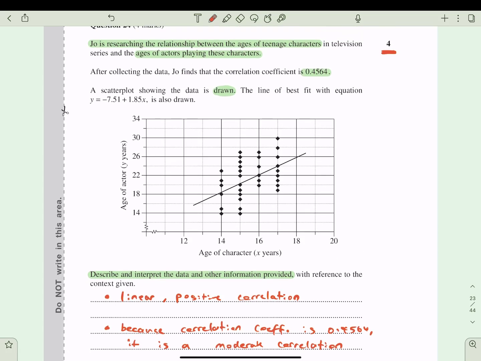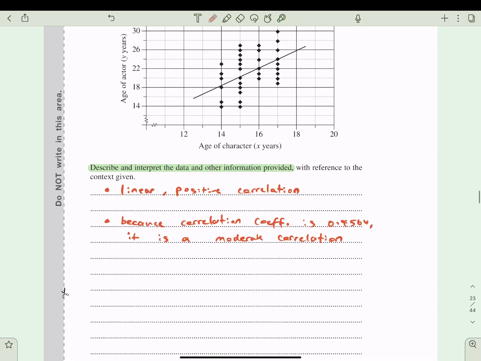On top of that, we also see that they give us the equation of the line of best fit, so we should probably use this information as well. Now, if we look at this equation, we see that it's going to be plus 1.85x. What does that mean? It basically means as the age of my character increases, so as x increases by 1, y will increase by 1.85. Okay, so approximately 2 years.